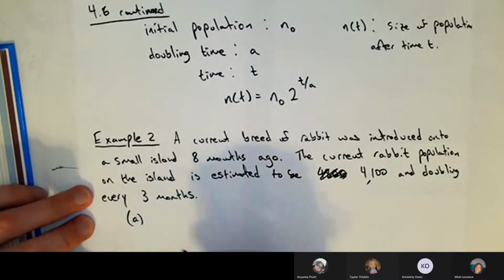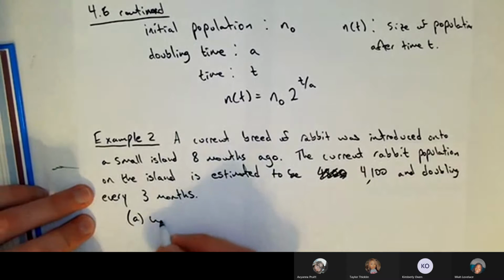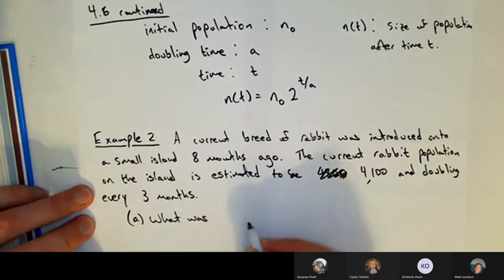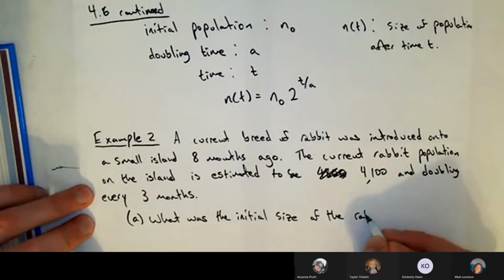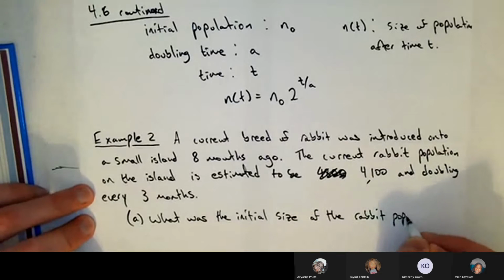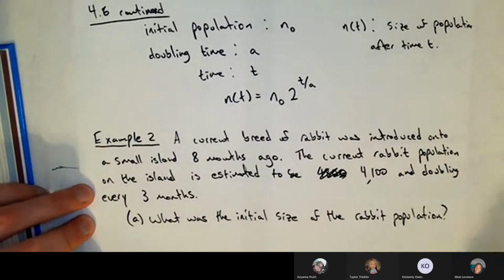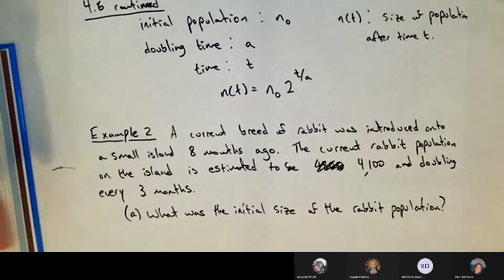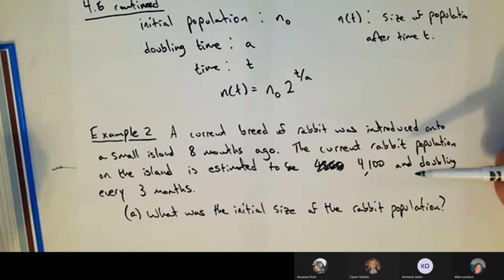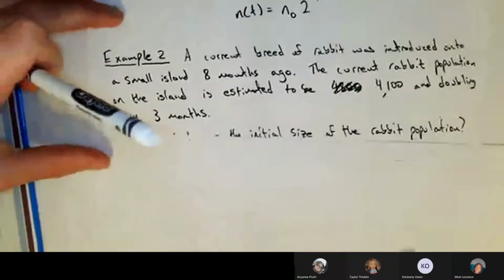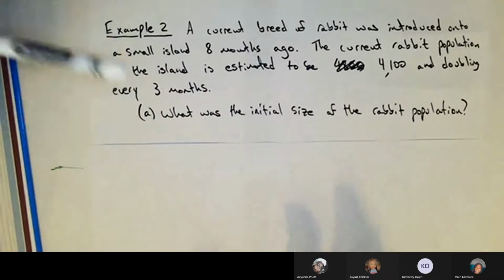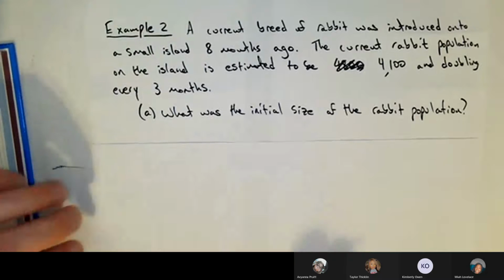But what's the first question? The first question is, what was the initial size of the rabbit population? So they're not asking me for time first because I don't know the initial size. And what am I talking about here? Because you might say, well, what about the 4,100? That's not the initial size. That's the size after 8 months. There are two other parts to this problem, parts B and C, but I'll actually answer part A first, and then we'll get to parts B and C.